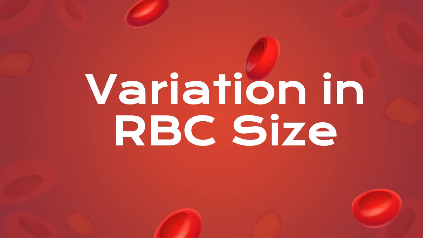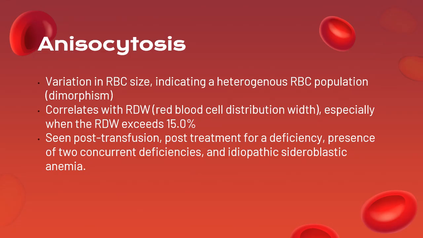So we also have different variations in RBC size. Anisocytosis is the term we use for variation in RBC size. It indicates a heterogeneous RBC population. We can correlate this with the RDW, or red blood cell distribution width, especially when the RDW exceeds 15%. We can often see this in patients post-transfusion, post-treatment for deficiency, with two concurrent deficiencies, and in sideroblastic anemia.